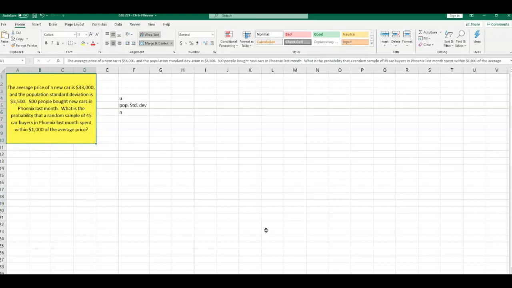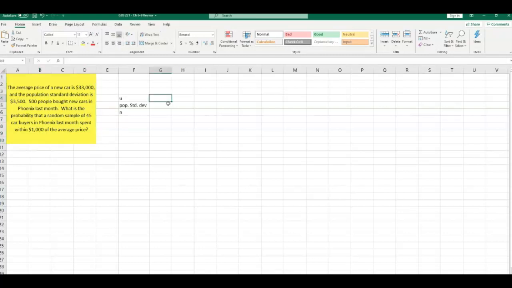So again, just like what we did in the first problem, we're going to figure out what we're told, right? We're told that the average price of a new car is $33,000. So that's our mean. Population standard deviation was 3,500. And then we need to think about our n. So a lowercase n is our sample size.